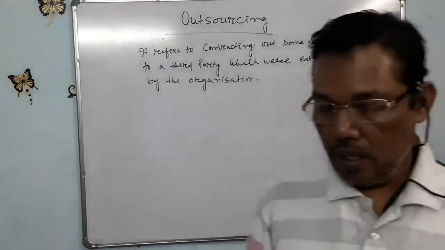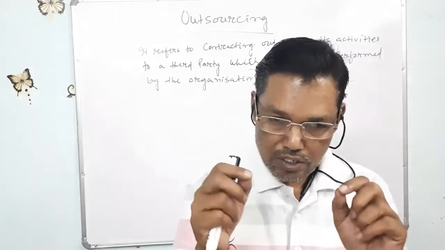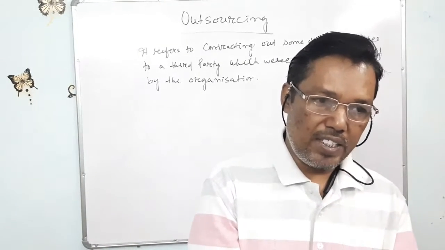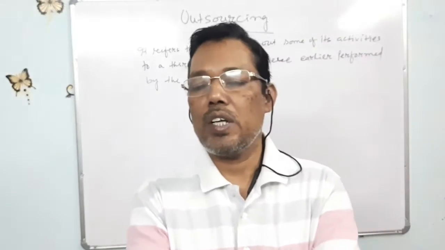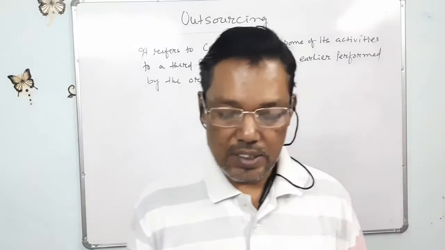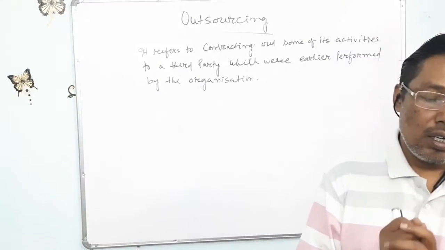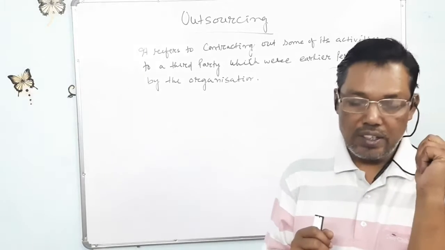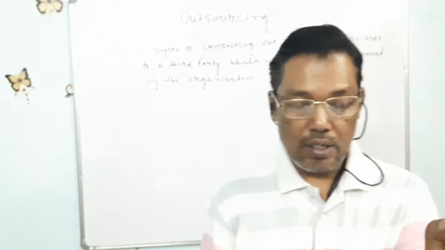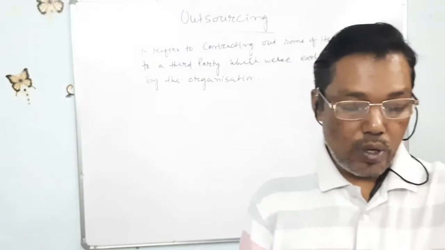It means JK Cement will concentrate on the core activities of production, which are the most important at present. They will not concentrate on activities which are not exactly core activities in the process of production. That is why outsourcing refers to contracting out some of its activities to a third party. We are taking security persons from the third party, which was earlier performed by the organization.